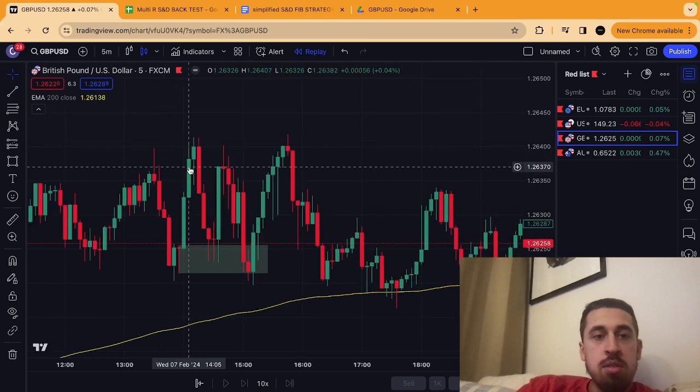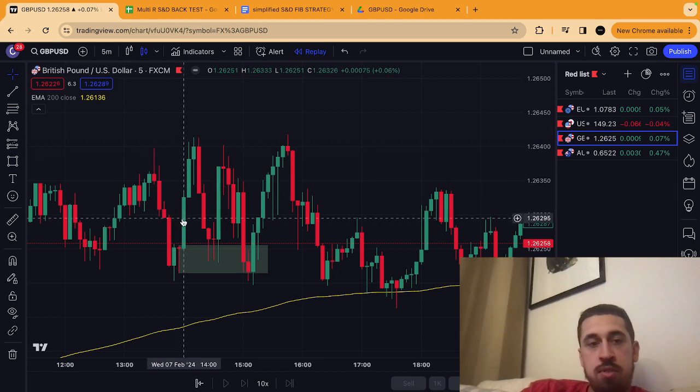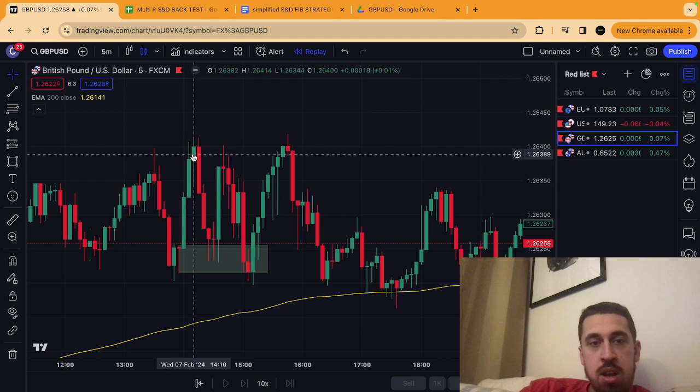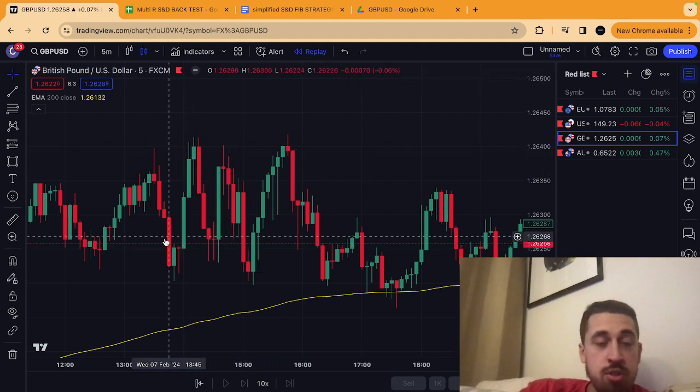Probably wouldn't have took that though, to be honest, because look. I don't know actually, I might have. But the break of structure wasn't that clear. It wasn't like a defined break of structure.